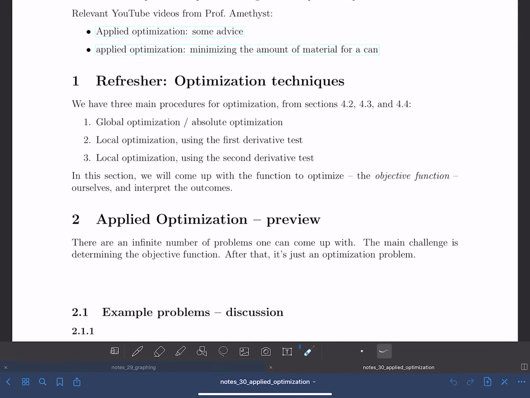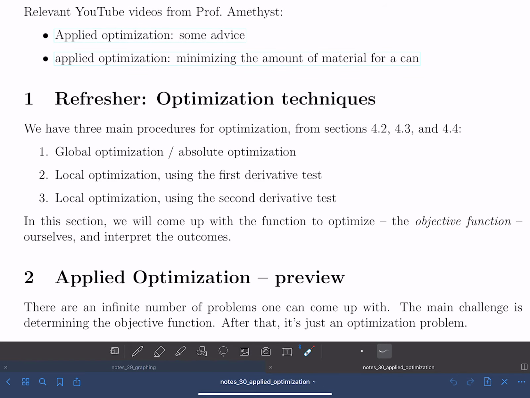So let's do a quick refresh on optimization techniques. We found 3 techniques in the course of chapter 4 so far. We did global or absolute optimization. That was in section 4.2. We did local optimization using the first derivative test. That was in section 4.3. And then we learned the second derivative test in 4.4.